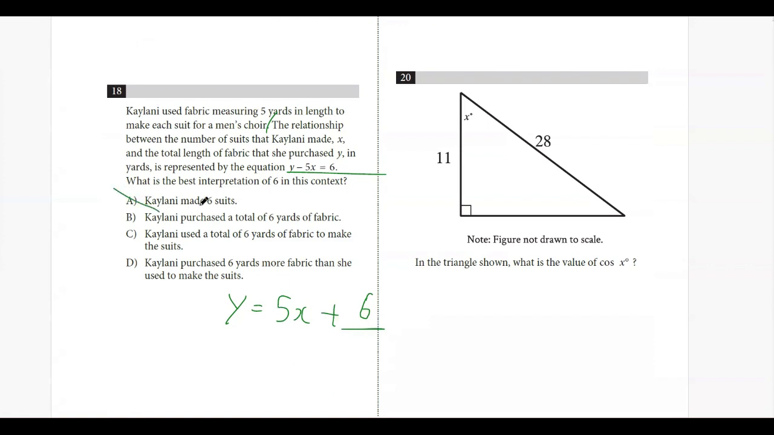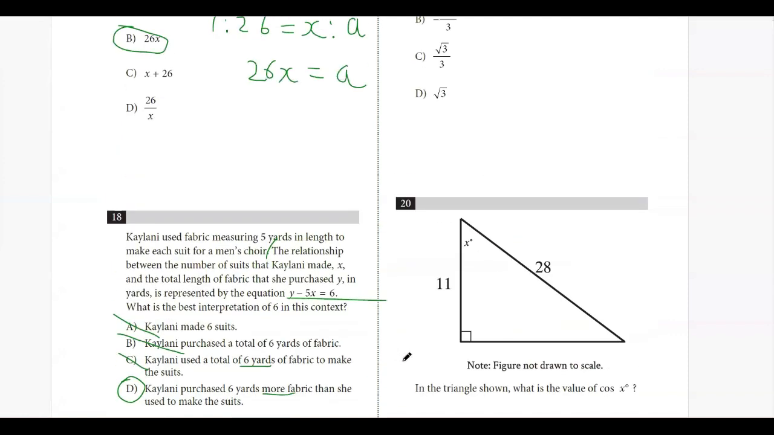So A is wrong because no, she did not make 6 suits. She did not purchase a total of 6 yards. She did not use a total of 6 yards. D is the correct answer because it clearly states that Kaylani purchased 6 yards more fabric than she used to make the suits. So "more" is the keyword here.